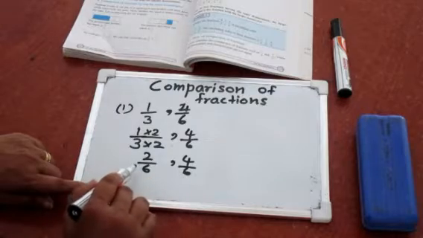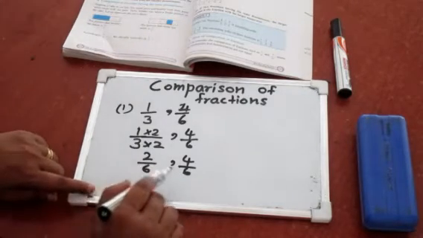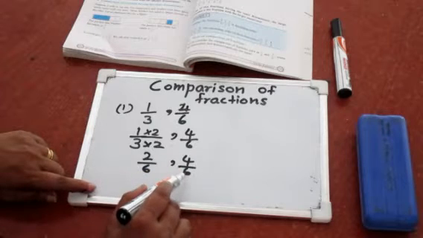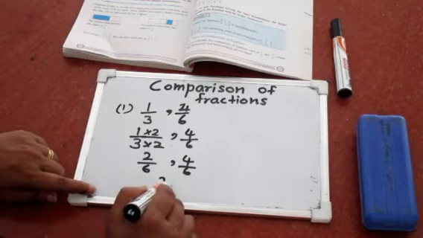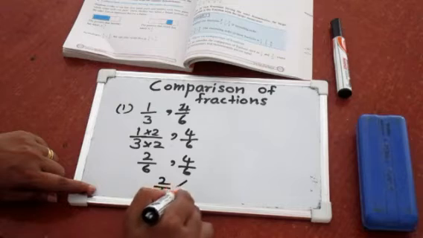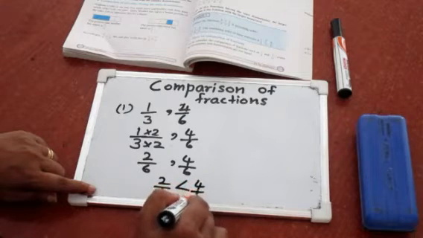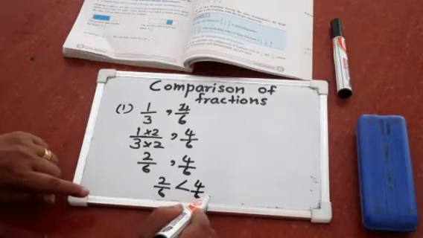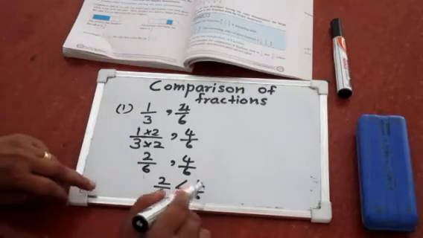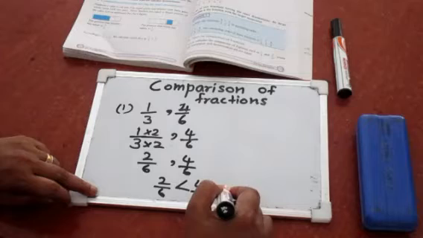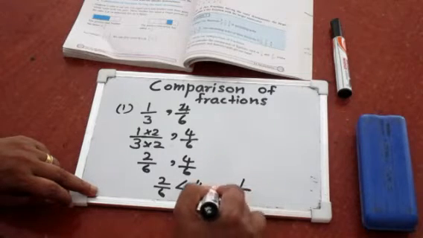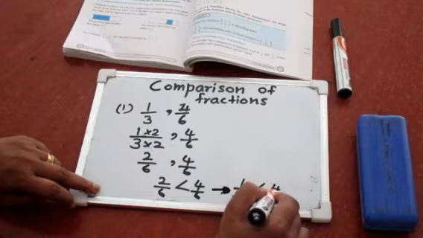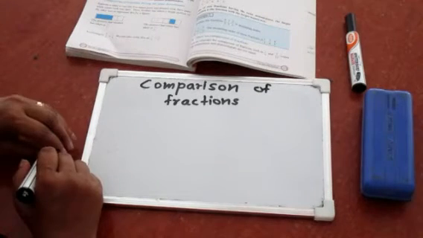Then how do you compare fractions with the same denominator? The largest numerator has the largest fraction. Therefore 2 over 6 is lesser than 4 over 6. We can compare these fractions in this way, but when we write the answer, we write the given fractions: 1/3 is lesser than 4 over 6.